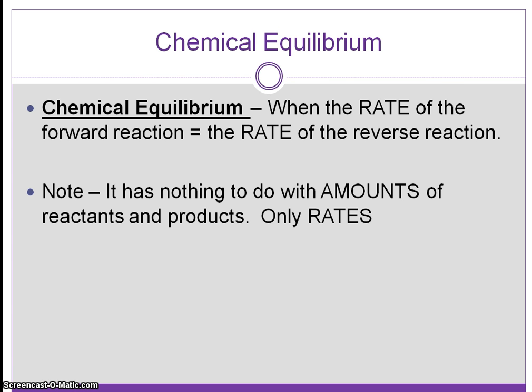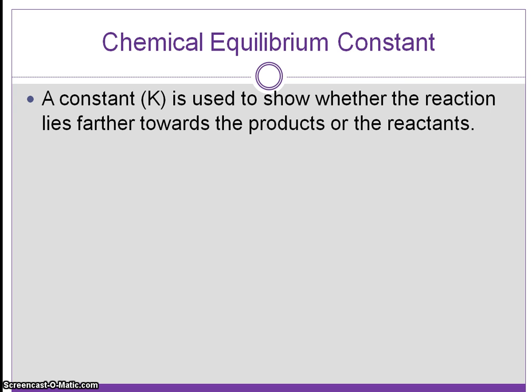And when we talk about equilibrium, sometimes we can use a number to show us whether you have more reactants or more products once you reach equilibrium. Once the reactants are stabilized and you're going just as fast in the forward and the reverse reactions, you can see which one you have more of by the letter K. I'm going to show you how to calculate this. K is called the equilibrium constant, and it's used to show whether the reaction lies more towards the products or more towards the reactants.